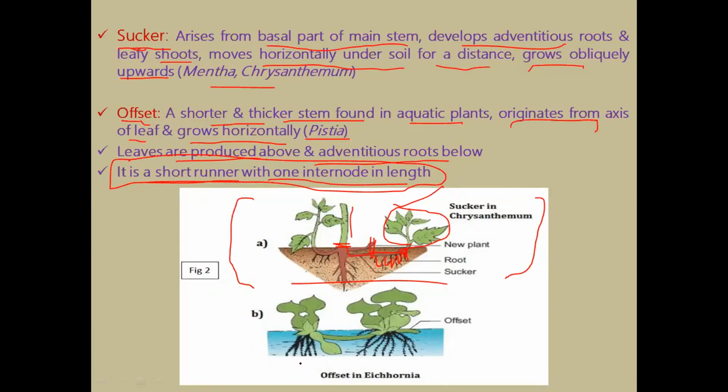So you can see here, we discussed that the offset develops from the axil of the leaf. You can see these are the leaves. So it develops from here and grows horizontally. You can see here, inside the water. And here it has developed roots on the underside, and you can see leaves, and it then breaks up from the parent plant and exists as a new plant. So this is a typical example of offset. It is found in Pistia, which is an aquatic plant.